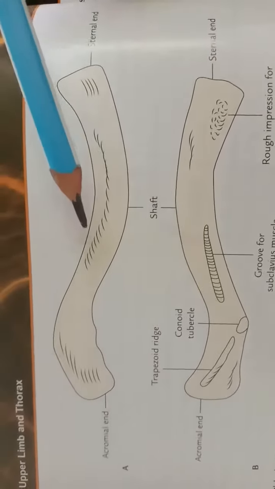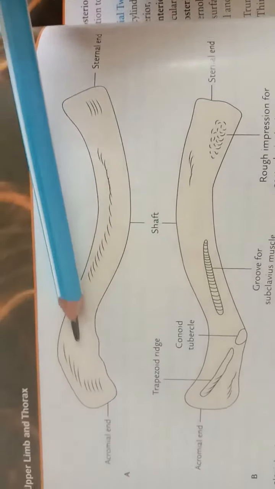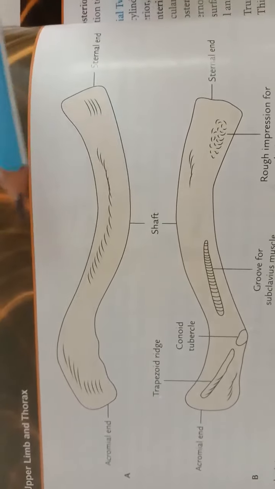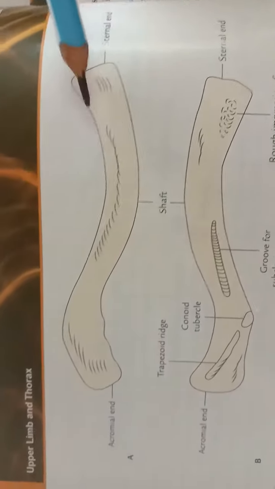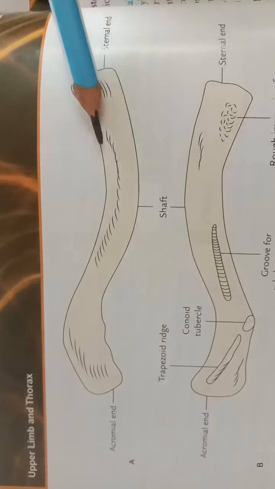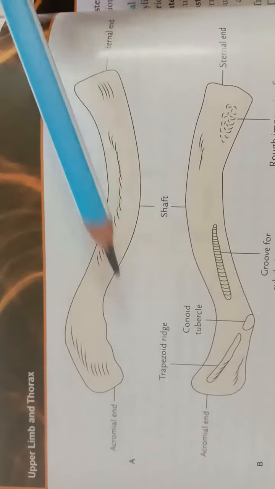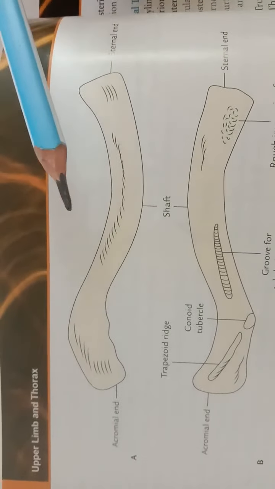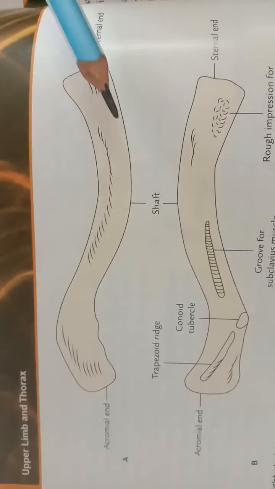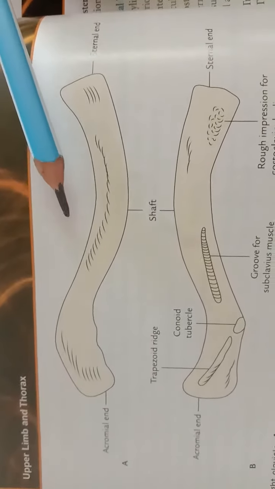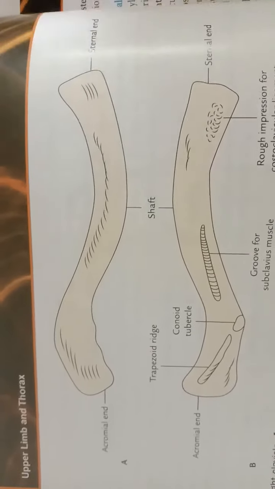The clavicle is the only long bone that lies horizontally. Most long bones are present vertically in our body, but this is the only one present horizontally. Then it is subcutaneous throughout. Third peculiarity, it is the first bone to start ossifying. Next, it is the only long bone which ossifies in membrane.